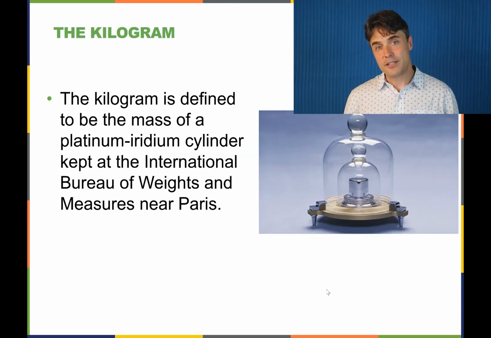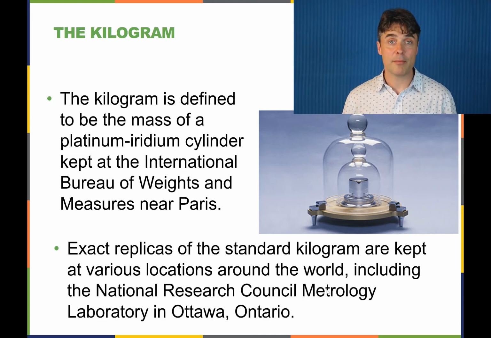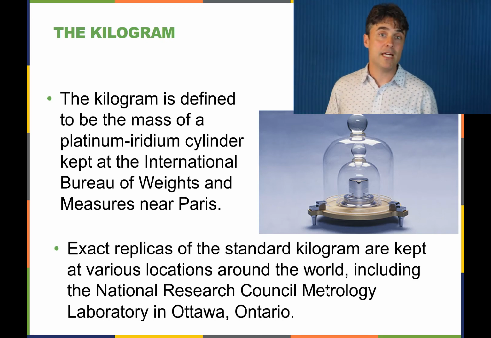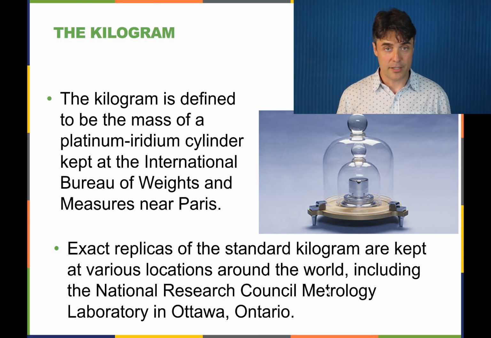And the last fundamental SI unit we use a lot is the unit for mass, the kilogram. It turns out that the kilogram, or 1,000 grams, is defined to be the mass of a particular platinum iridium cylinder kept at the International Bureau of Weights and Measures near Paris. Exact replicas of the standard kilogram are kept at various locations around the world, including one just up the road from me at the National Research Council Metrology Laboratory in Ottawa, Ontario.